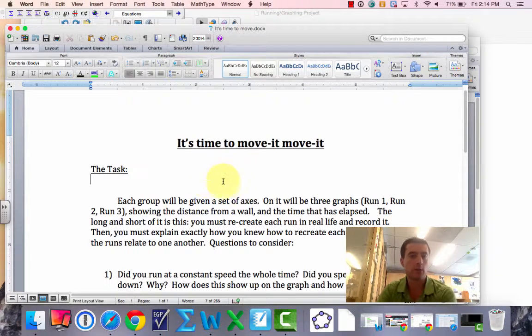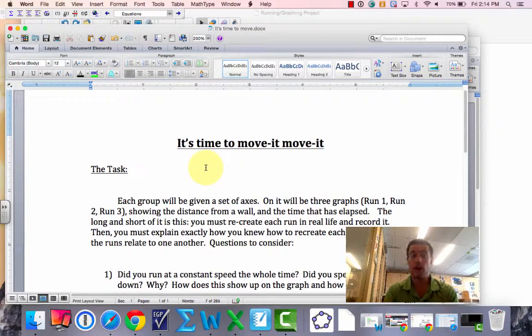Hey guys, and so for our next exploration slash project in class, I call it "It's time to move it, move it." Just want to get us moving around a little bit, not sitting down for a whole class, but also thinking about math. And this is going to motivate a lot of discussions coming up in the near future.